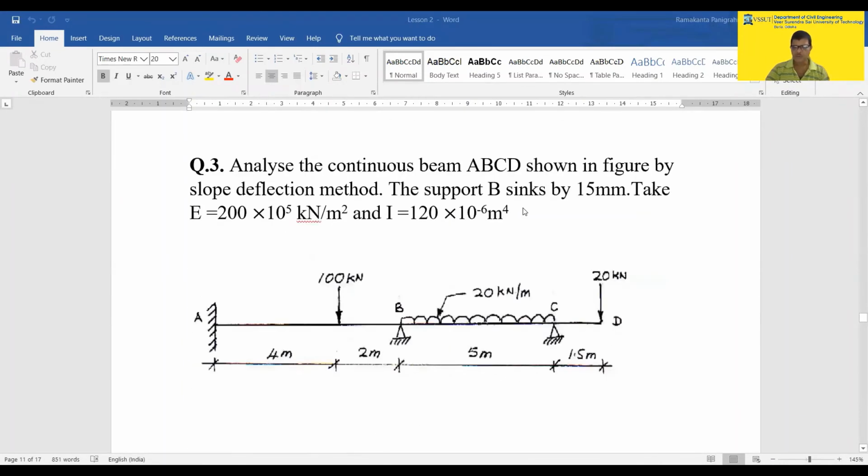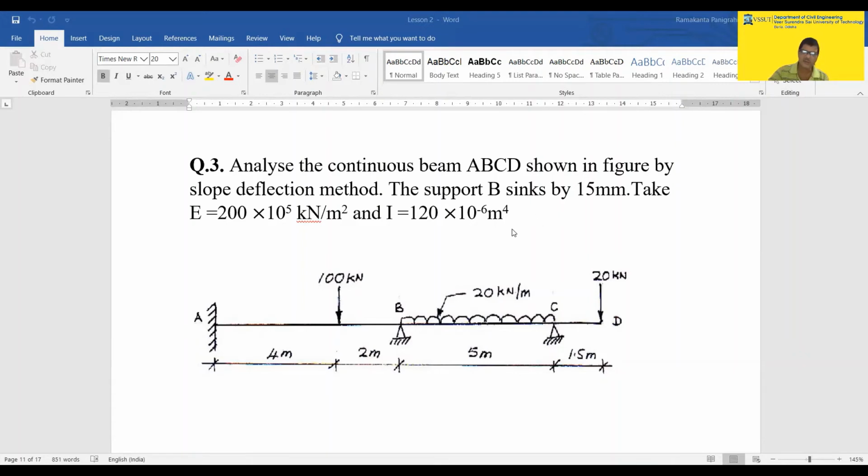Let us see the third problem where the support sinks. This problem is like the previous two problems, at the same level, and in one problem we used the overhanging part. The same problem with and without overhanging, and we saw the changes in how to calculate these boundary conditions. In both problems the delta value, the sinking or yielding of supports, was 0. Now in this problem the value of delta will come into the picture.